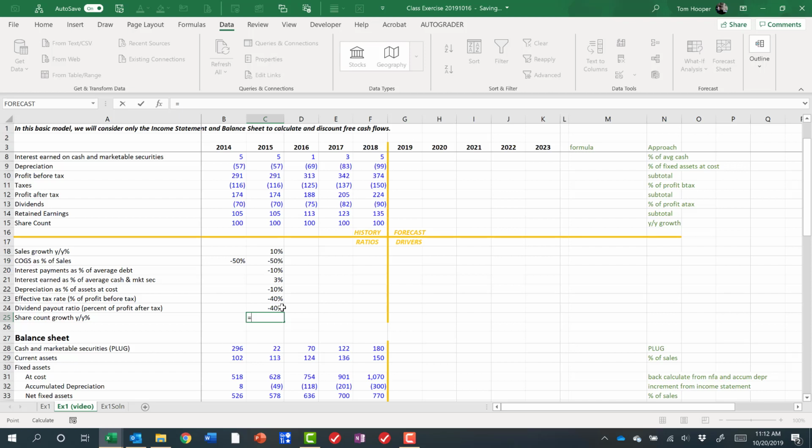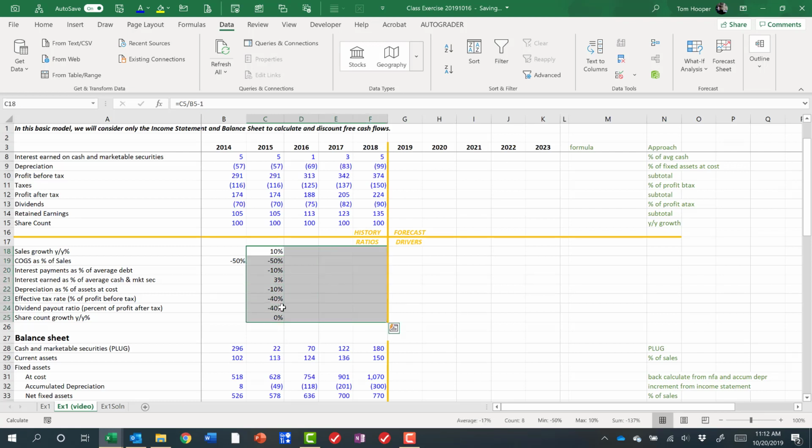And our share count growth in this case is going to be 0, but let's go ahead and calculate it in case we update our history and find out that it's not 0. Then we learned a shortcut for this application. If we highlight that block of cells and hit Control R, we can fill in all those formulas across.